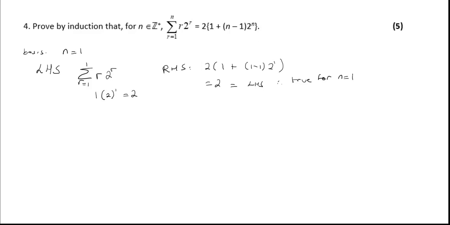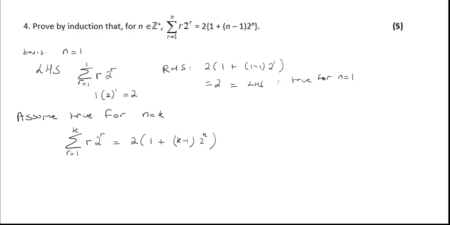Next, we've got our assumption step, so we can assume true for n equals k. And if we're assuming true for n equals k, that means that the sum from r equals 1 up until k of r 2 to the r is equal to 2 brackets 1 plus k minus 1, 2 to the power k. Right, so now we've done our assumption step, well, that's step 2.